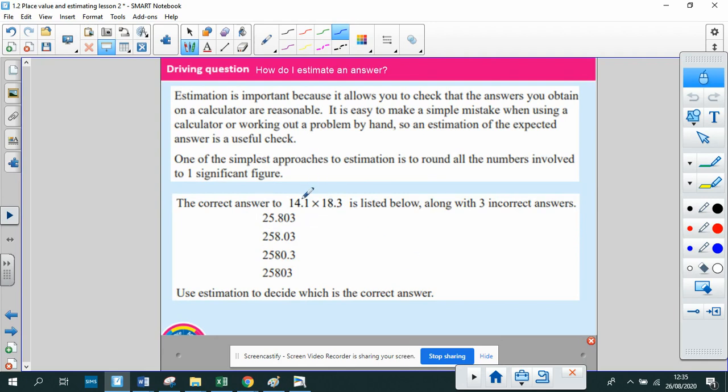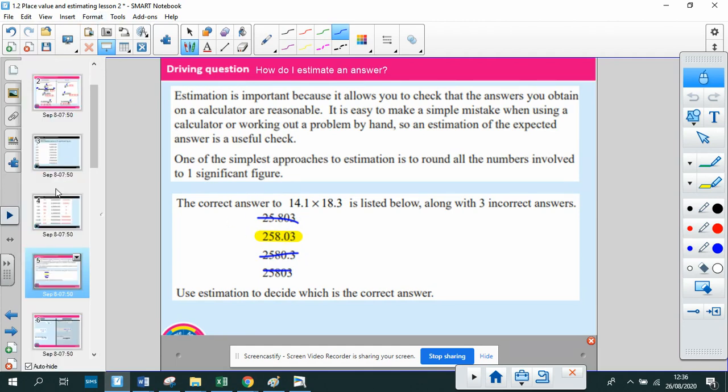If we look at the calculation 14.1 multiplied by 18.3, there are 4 possible answers here, 1 correct and 3 incorrect. If we use estimation, let's say that's 10 multiplied by 20, 200, we can really clearly see that the answer must be 258.03. When we've estimated, we haven't calculated the correct answer, we've just approximated. We've ruled out these other answers here. It would be silly to be this, this or this, based on our estimation. We know it's somewhere in the region of 200.